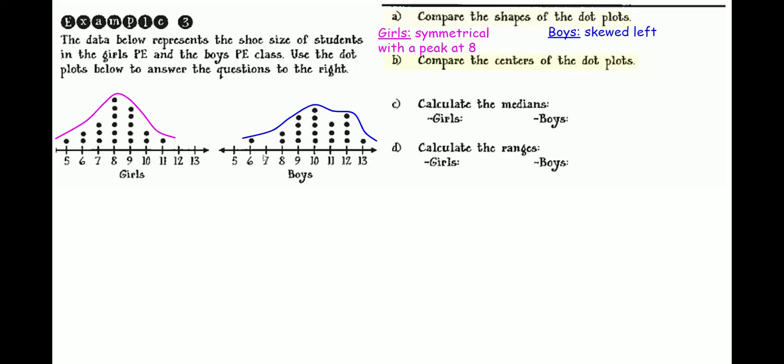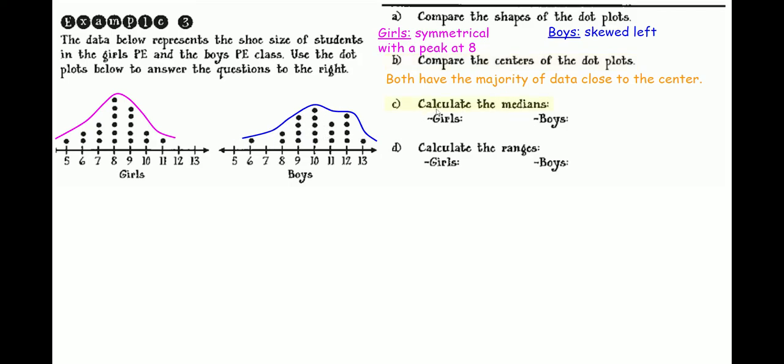If we compare the centers of the dot plots, both have the majority of the data close to the center. So sometimes you'll see data where you'll have a lot on one end and a lot on the other end, but not very much in the middle. This one is not the case. So in both these graphs, you see most of the data toward the center.